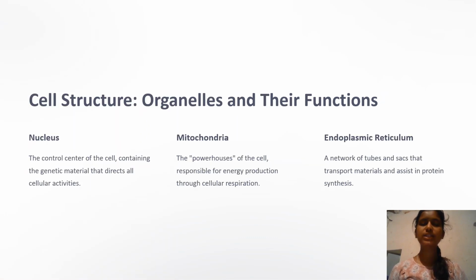And now let us come to the structure of the cell. Firstly, it contains a nucleus at the center of the cell. It contains the genetic material that directs all the cellular activity. Next, mitochondria. It is also called the powerhouse of the cell, because these are responsible for energy production through cellular respiration. Thirdly, we come to the endoplasmic reticulum. Its network-like structure contains tubes and sacs that transport materials and assist in protein synthesis.